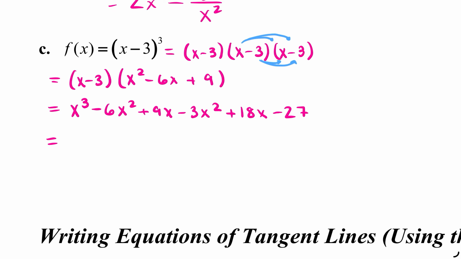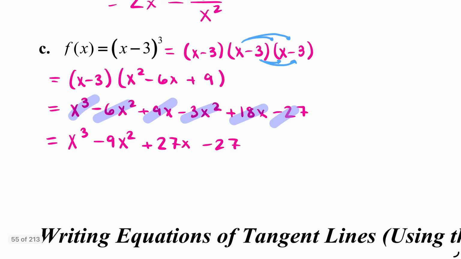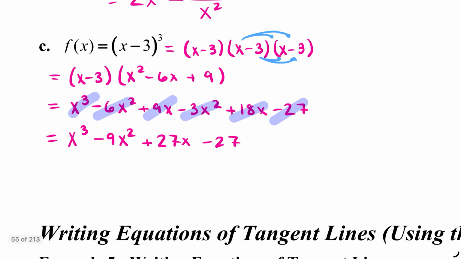I'm going to highlight as I go. Okay, x cubed, that's it. There's just an x cubed. Nothing to combine with that. Okay, negative 6x squared, negative 3x squared. That makes negative 9x squared. Okay, and then I've got plus 9x and plus 18x. That's plus 27x. And then I got the minus 27 at the end, and I want to highlight it just so I have everything highlighted because I don't want to leave it undone.